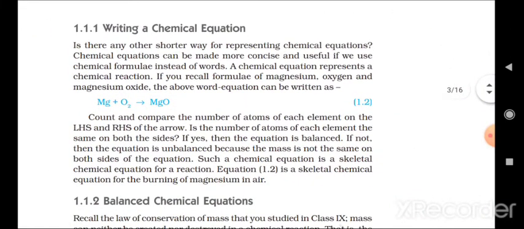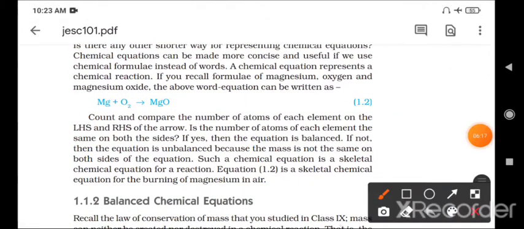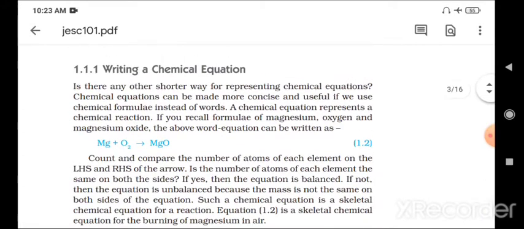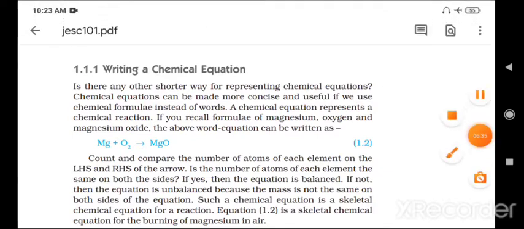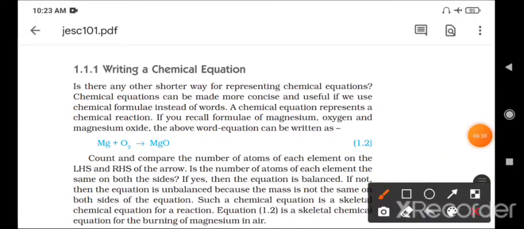Next, how to write a chemical equation. Now we know how to write a chemical equation. Next topic is writing chemical equations. Is there any other shorter way of representing a chemical equation?